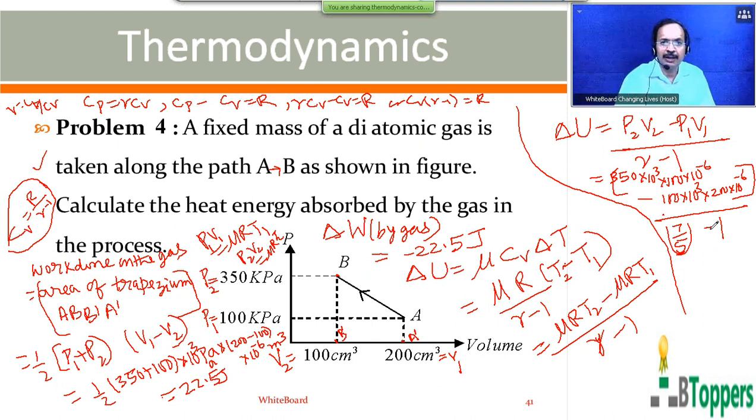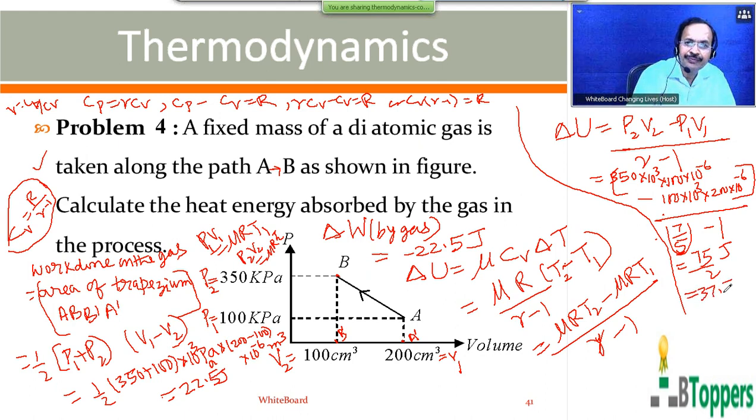Those who want to copy the solution of the problem, please take a pause and copy the solution, and also complete the simplification calculation for delta U. Simplify this yourself further. So you get 75 by 2 joules, or 37.5 joules. That is the change in the internal energy of the gas.